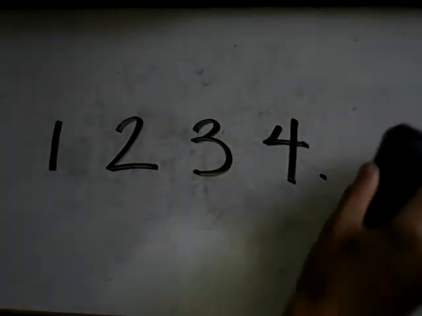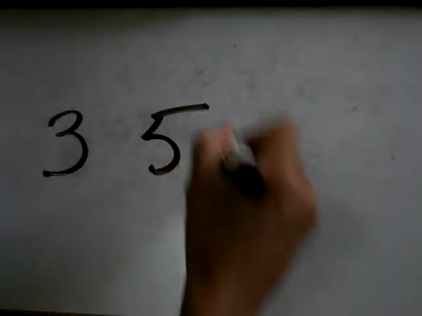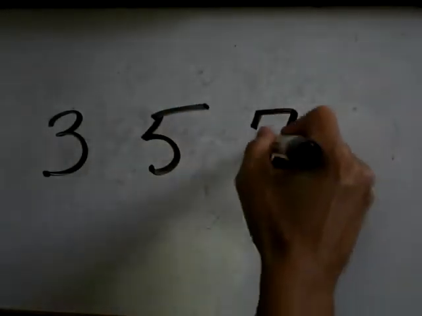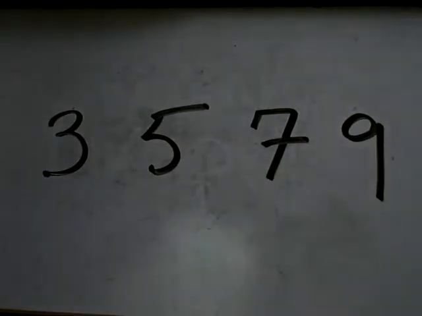But now let's say we start at maybe the number 3, and I ask you, what is the next consecutive odd integer? The next consecutive odd integer would be 5. Then the next one would be 7. The next one would be 9.